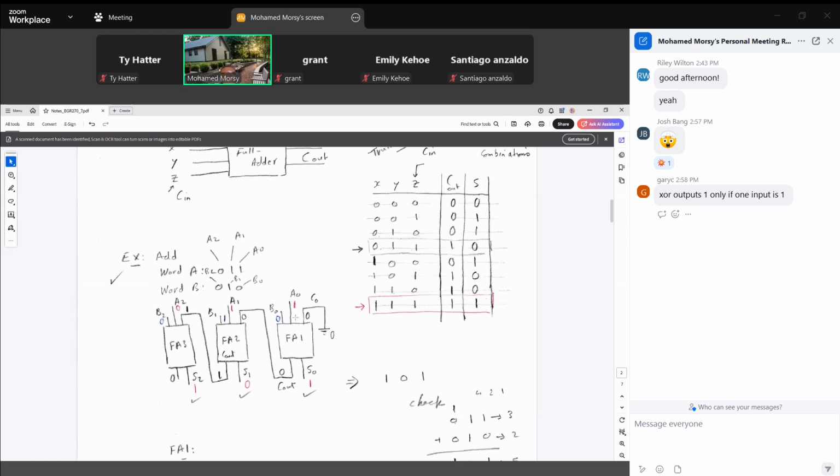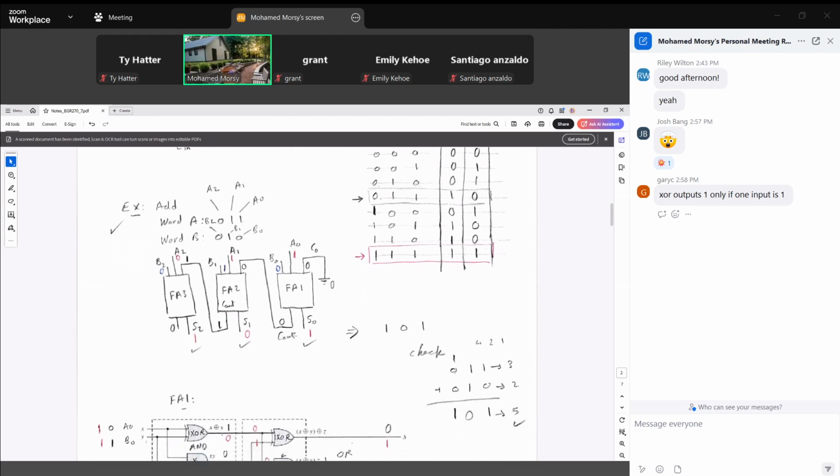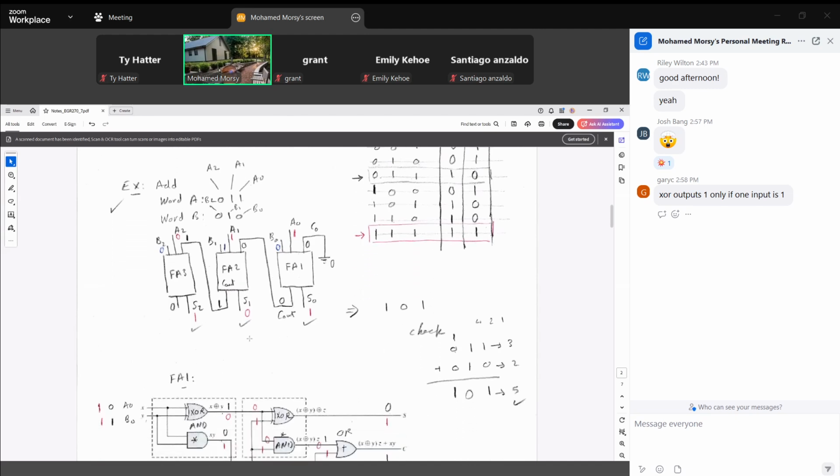Please, this example we should know very well. And please tell me if you have any questions here so far.